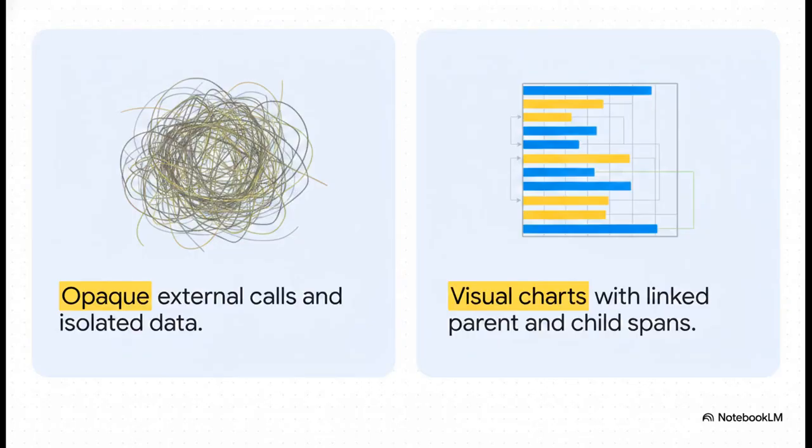To put it into perspective, before version 2.22, you were dealing with those opaque external calls and isolated data. You were just guessing. But now, we are moving to visual waterfall charts. You can literally watch the cascading timeline of your request, complete with linked parent and child spans. You aren't hunting for needles in a haystack anymore because the haystack is perfectly organized and color-coded for you. It's a real game changer.